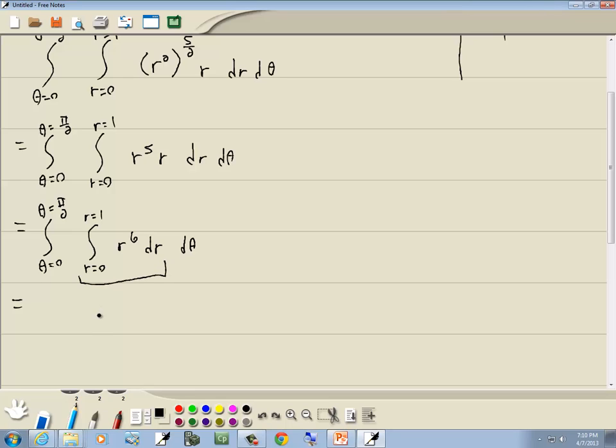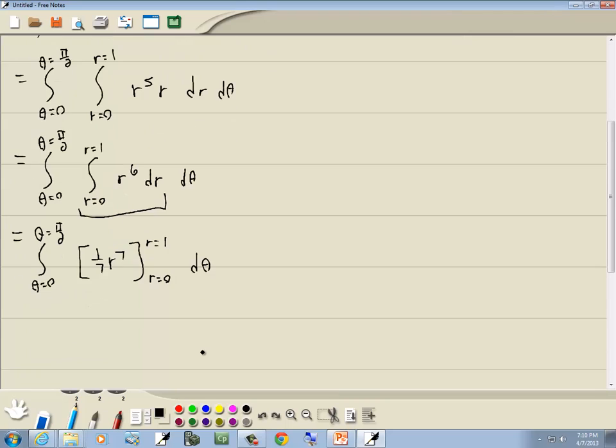Going to handle the integral here. So we got theta is equal to 0. Theta is equal to pi over 2. And add 1 to our power, divide by our new power. So that gives us 1/7 r to the 7th. From r is equal to 0 to r is equal to 1, d theta.